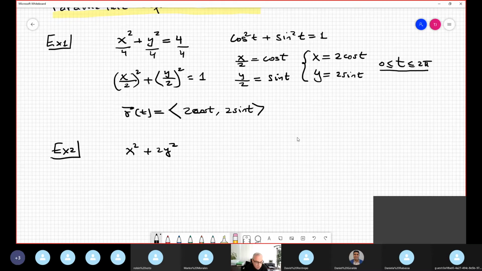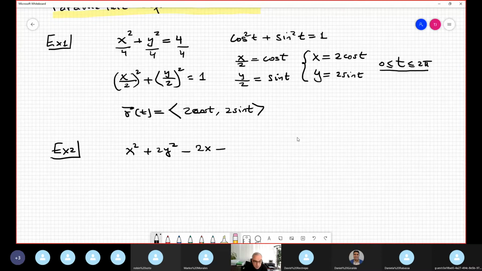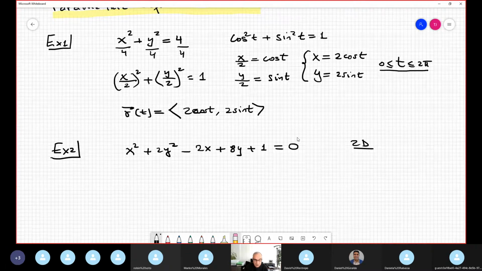Good, very good. Okay, suppose this equation. And remember, we are working in 2D, not 3D. Therefore, in 3D, maybe this represents a surface. But in 2D, no. In 2D, it's a curve.